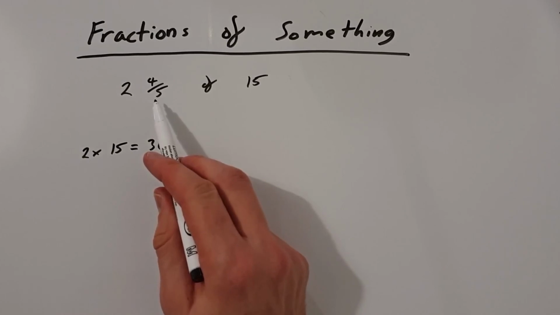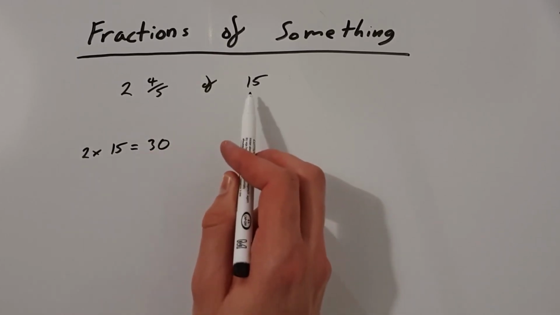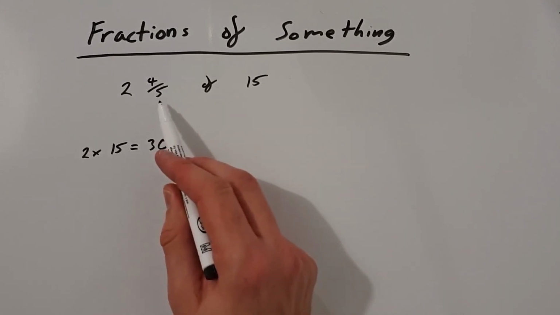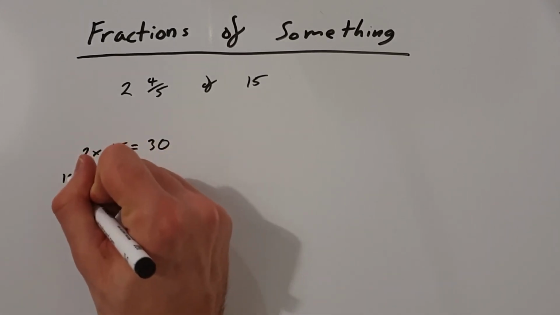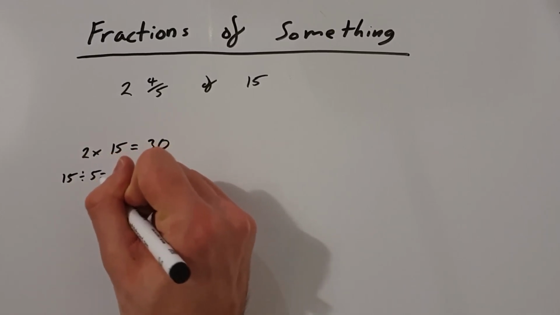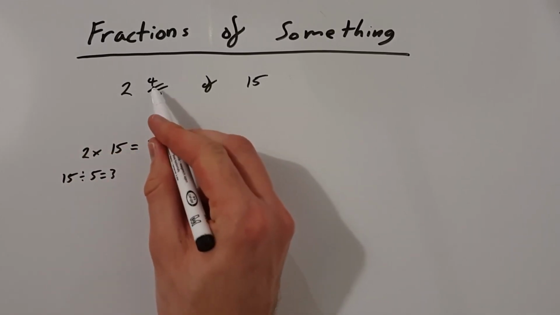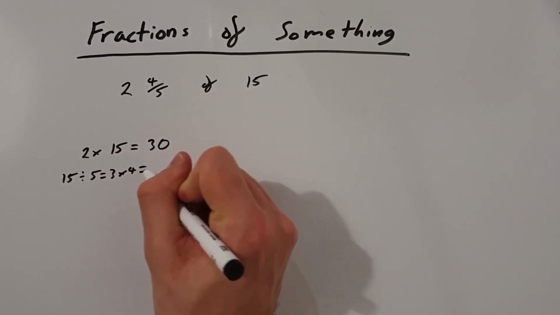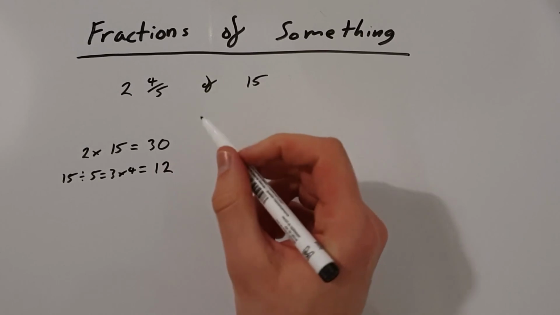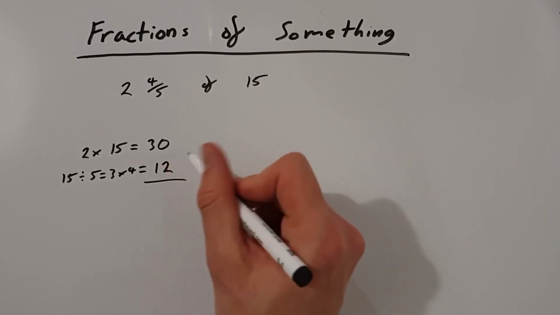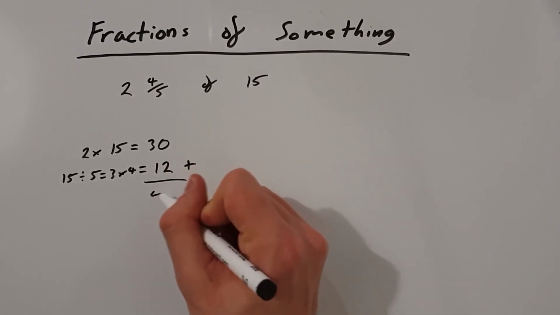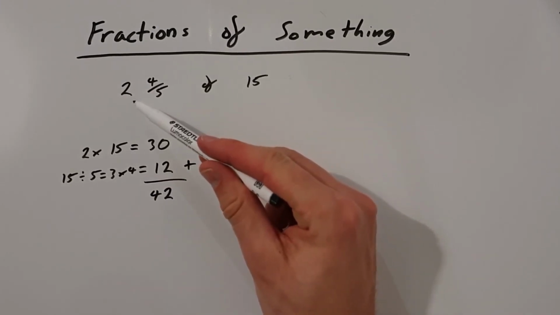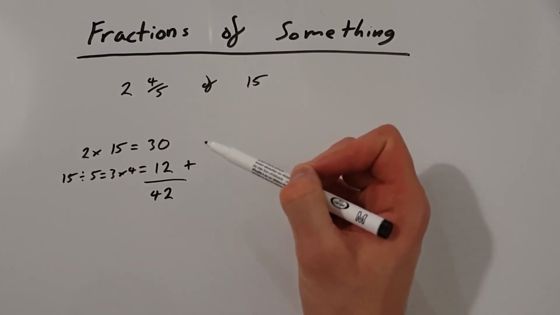We would then take our fractions separately, and we'd say, okay, so let's do the exact same thing with this fraction as we did in the last example. So we do 15 divided by the denominator 5, gives us 3. And we multiply then by the numerator, which is 4, 3 times 4 equals 12. What we would then do is just add them up. So 30 plus 12 gives us 42. And that would be the answer to 2 4/5 of 15.